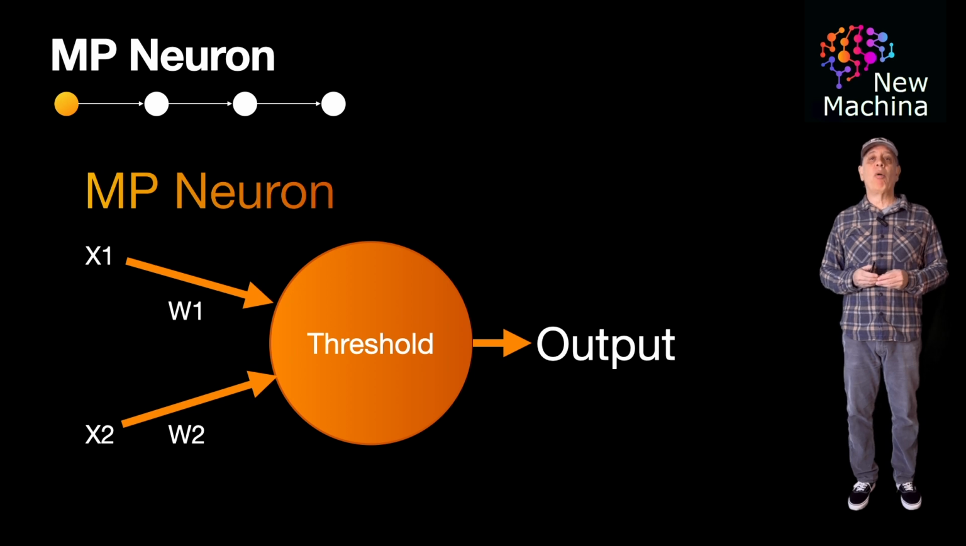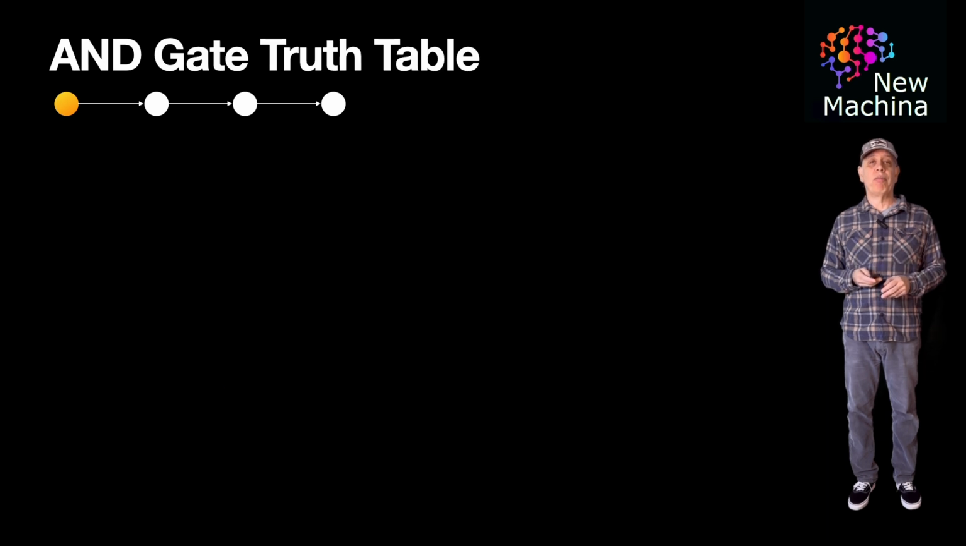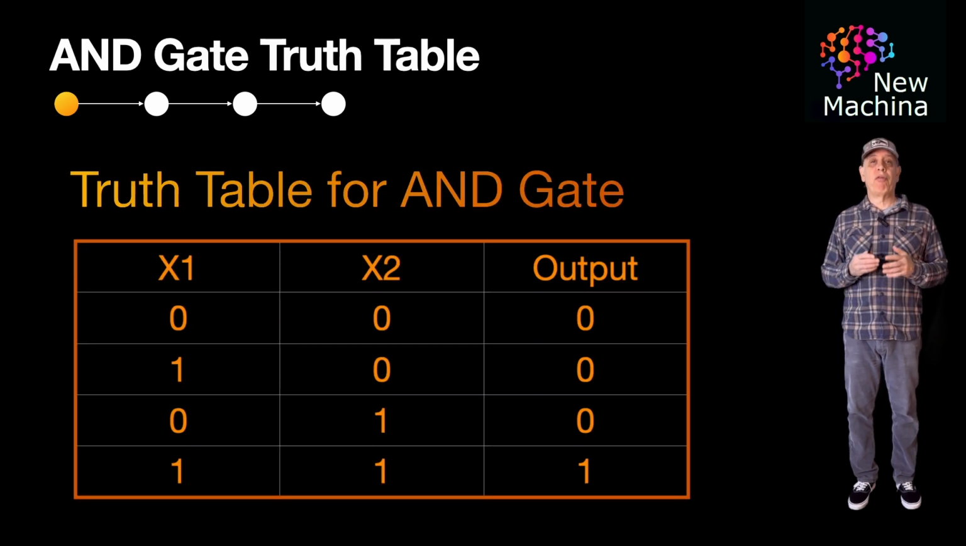In this code example, we will implement an MP Neuron behaving as an AND gate implemented using PyTorch, which is an open source Python machine learning library. Here's the truth table for an AND gate. You can see to implement an AND gate, if both inputs are 1, then the output is 1. Otherwise, the output is 0.